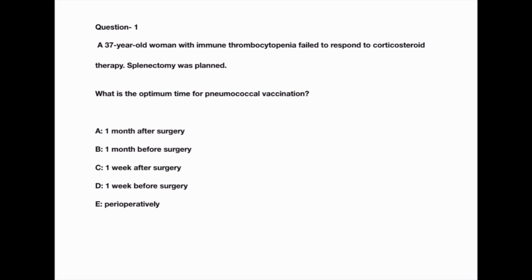So here is a case of a patient with immune thrombocytopenia who failed to respond to corticosteroid therapy. Now we have to do the splenectomy. She has been planned for splenectomy. So what is the time for such a patient to administer pneumococcal vaccination? The options are 1 month after the surgery, 1 month before the surgery, 1 week after the surgery, 1 week before the surgery, or perioperatively.